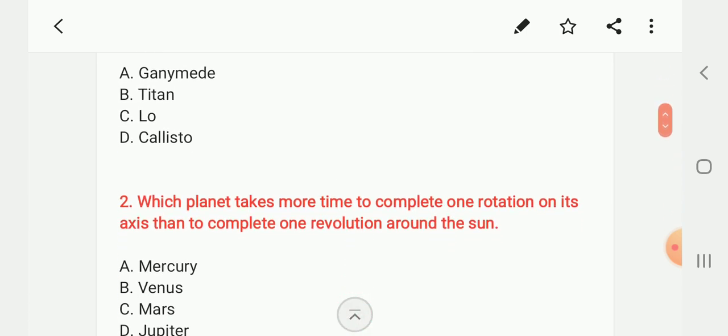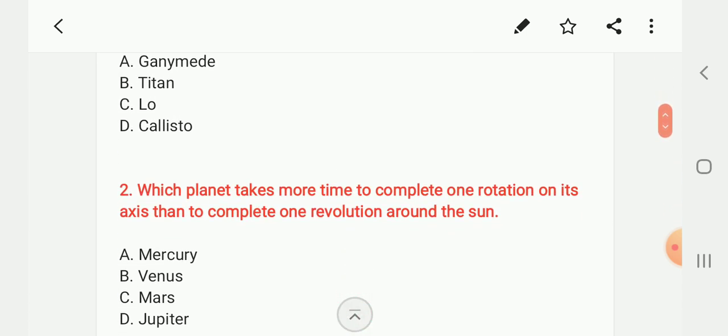Question number 2. Which planet takes more time to complete one rotation on its axis than to complete one revolution around the sun? Option A, Mercury; B, Venus; C, Mars; D, Jupiter. Correct answer is B, Venus. Venus is the second planet from the sun in our solar system.